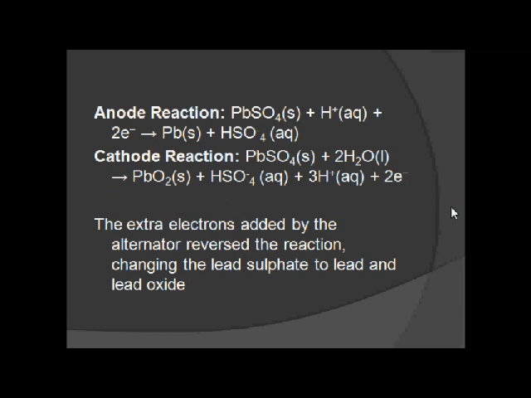The anode reaction is lead sulfate solid plus hydrogen ions plus 2 electrons, creating lead solid plus hydrogen sulfate. The cathode reaction is lead sulfate plus water equals lead oxide plus hydrogen sulfate plus hydrogen ions plus 2 electrons. The extra electrons added by the alternator reverse the reaction, changing the lead sulfate to lead and lead oxide. Therefore, the reactor is back to where it was, and the galvanic cell can be used again.